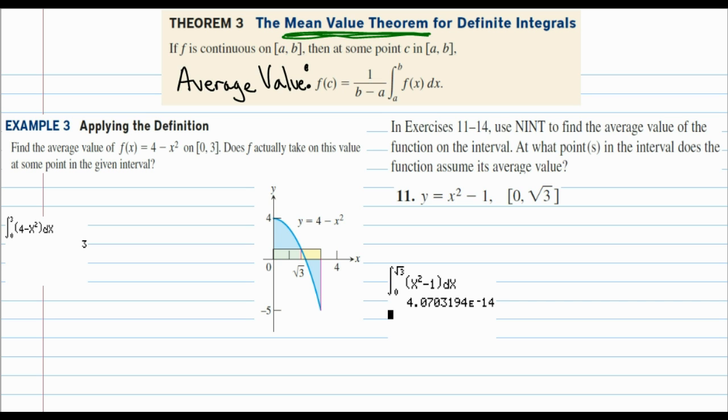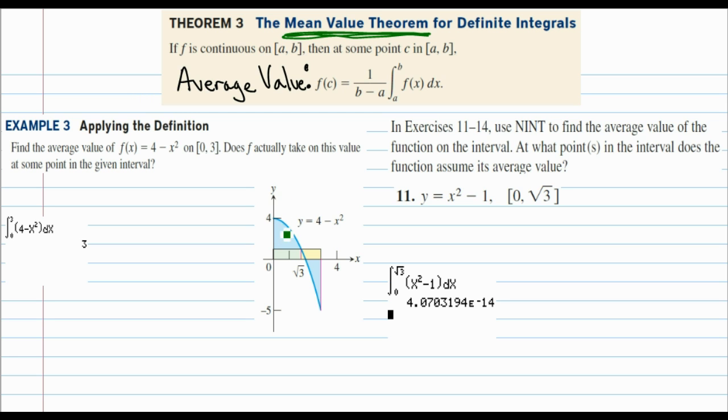value. It is 1 over b minus a times the antiderivative from a to b of f of x dx. In other words, if you take the whole area and divide by the span of x values, you get the average y value. And that just kind of makes sense.